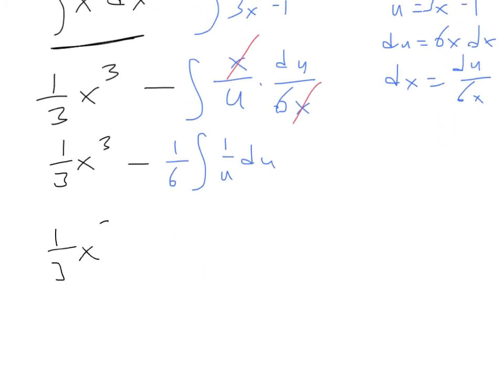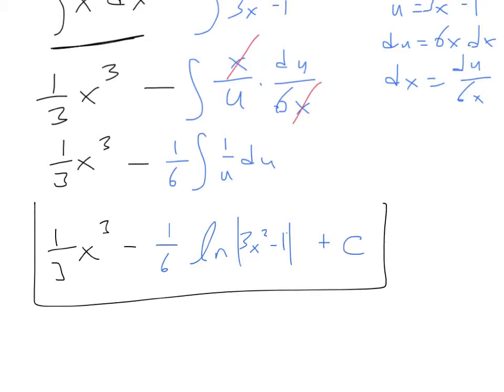We have 1/3 x cubed minus 1/6 the natural log of the absolute value of u. And I'm going to skip a step here. We might as well just substitute our value back in. This was 3x squared minus 1, plus c. And this is our complete answer. The key thing to remember here is that sometimes a problem requires u substitution, but only for part of it. If those parts are separated by an addition or subtraction, you can totally split it into two separate integrals and just work them out individually. Sometimes you'll have two parts that both need different u substitutions, and that's fine. You can work them out for each integral individually.